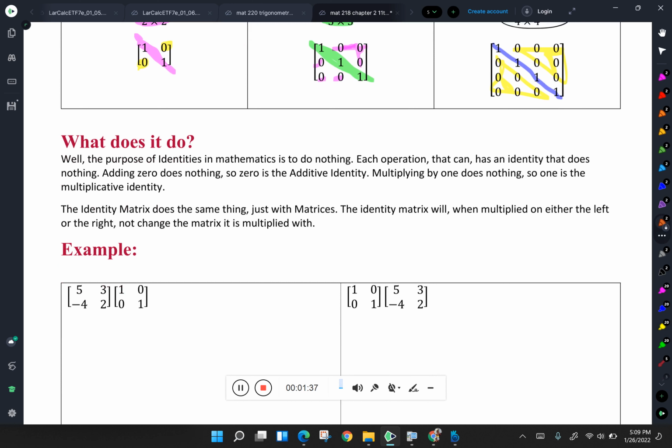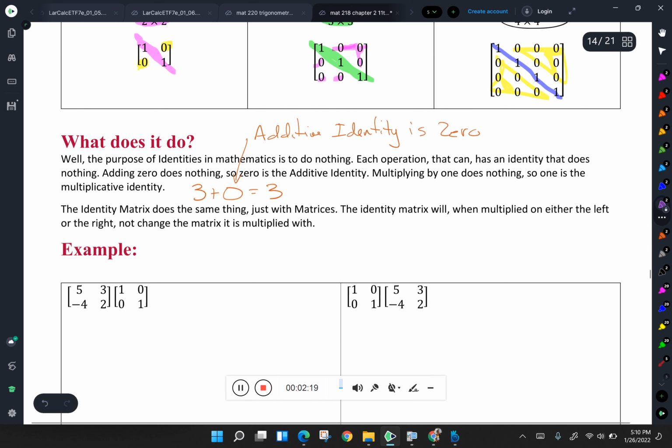Well, in mathematics, the purpose of identity is to do nothing. Under the operations that have identities, the identity is the value for that operation that does nothing. For example, what's 3 plus 0? Well, 3 plus 0 is just 3 because adding 0 does nothing. So then we would say that under addition, the additive identity is the number 0. It's the thing that you can add and it does nothing.